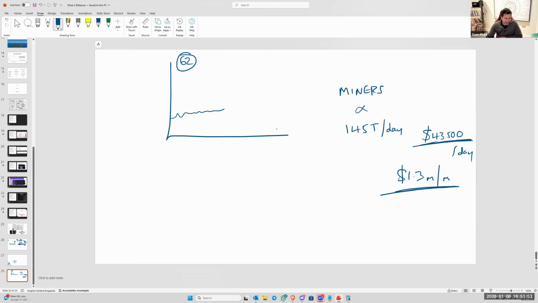So technically, in order for the chart to go flat, there needs to be an organic amount. And let's say all of these miners do sell straight away, all day, every day. Then in order for the subnet chart to go flat, there needs to be $1.3 million per month worth of buying.